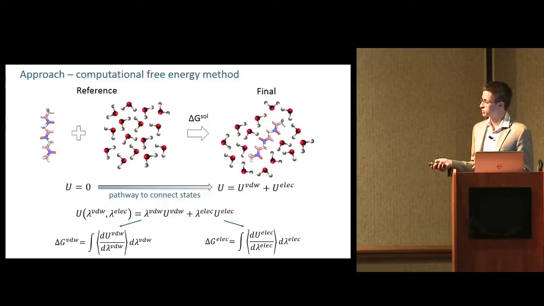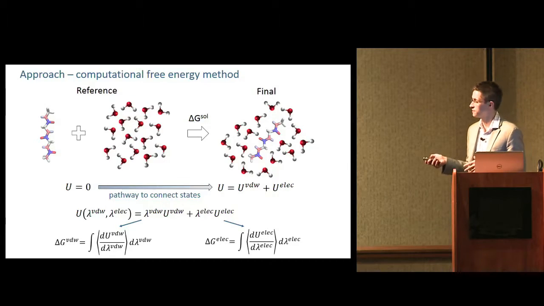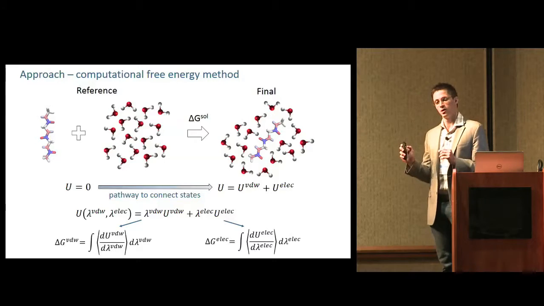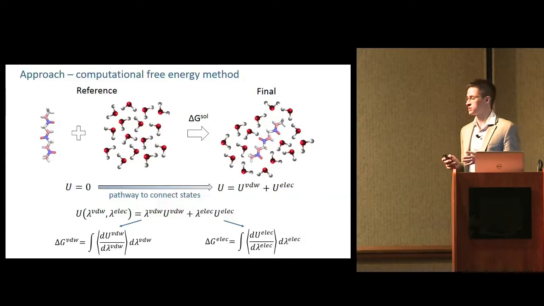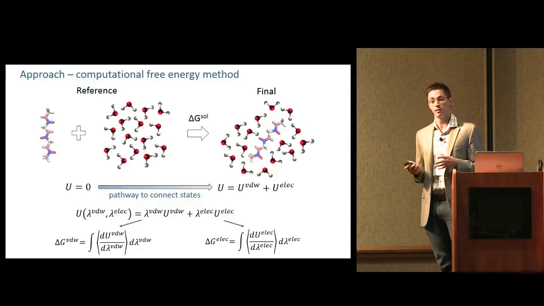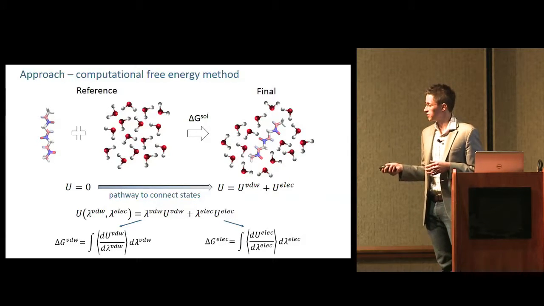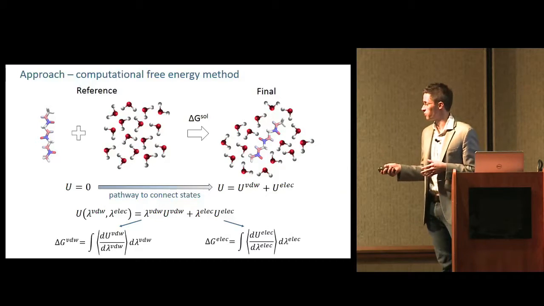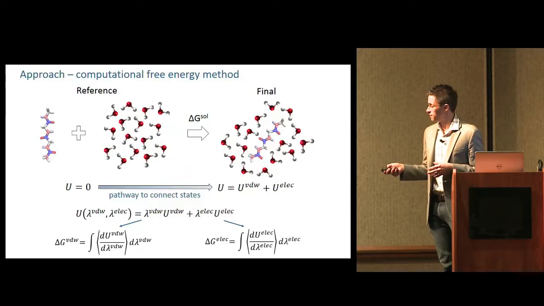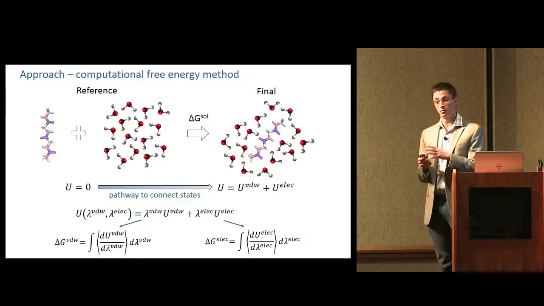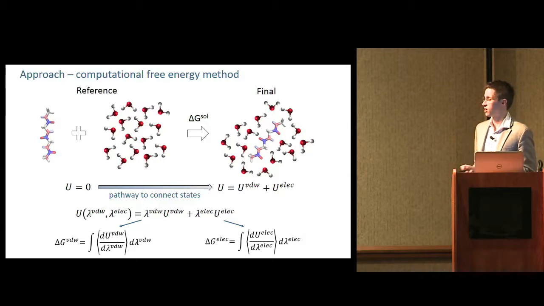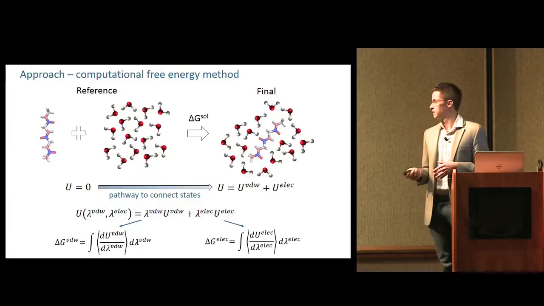When both of these are zero, we're in the reference state. When both of them are 1, we're in the final state. And we're going to gradually increase these between 0 and 1, perform a molecular dynamics simulation at each intermediate lambda, and calculate the average of the derivative of the potential energy with respect to lambda. It's not terribly important to notice, but we integrate over all of the intermediate lambdas, and that'll give us our van der Waals solvation free energy and our electrostatic solvation free energy.